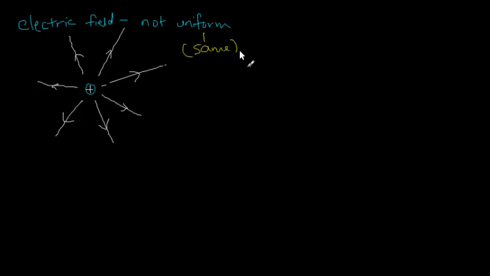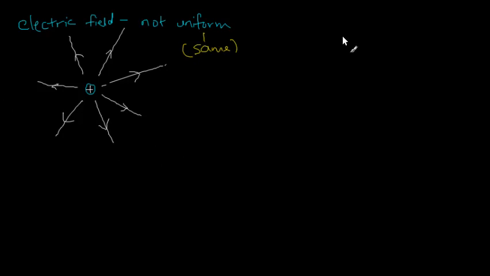So this is just one description, this electric field, and this electric field is not uniform. We're using the word uniform here as in same. Uniform as in same. So it's not the same everywhere. If you are at a different place, that electric field can have a different direction and strength.